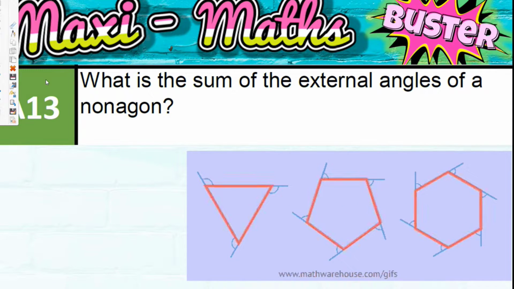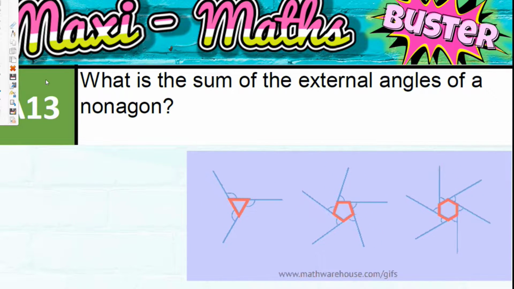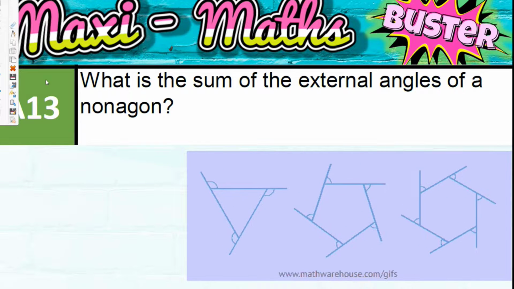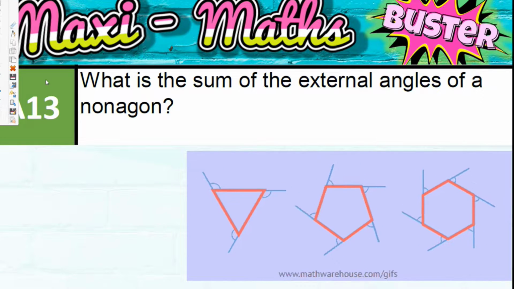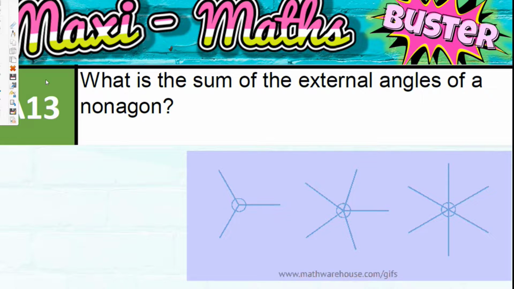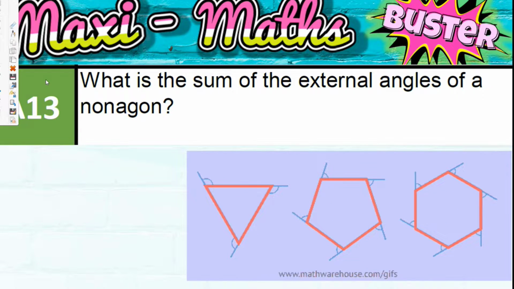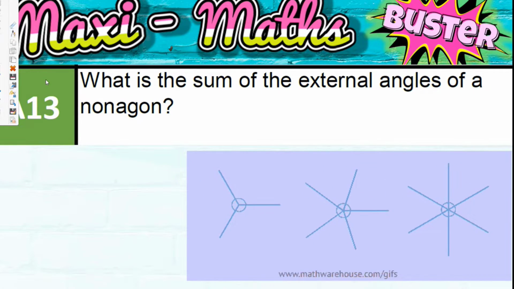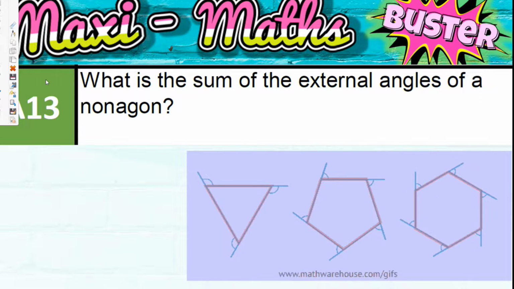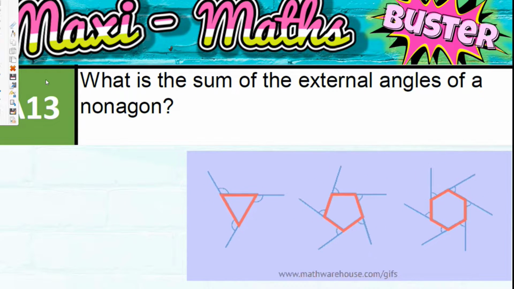Question 13. What is the sum of the external angles of a nonagon? Now, if you have a quick look at the animation, you can see that the shapes drawn in orange are a triangle, a pentagon, and a hexagon. Inside the shape, you've got the interior angles, but on the outside of the shape, you've got the exterior angles, which are drawn in blue.